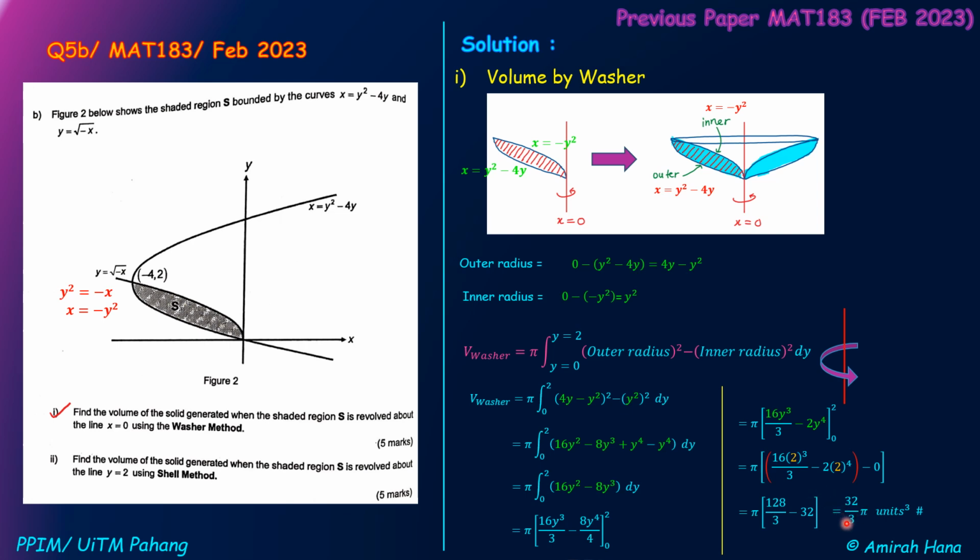Kalau volume dapat negatif, maybe terbalik outer inner, okay? Maybe tersalah integrate, right?